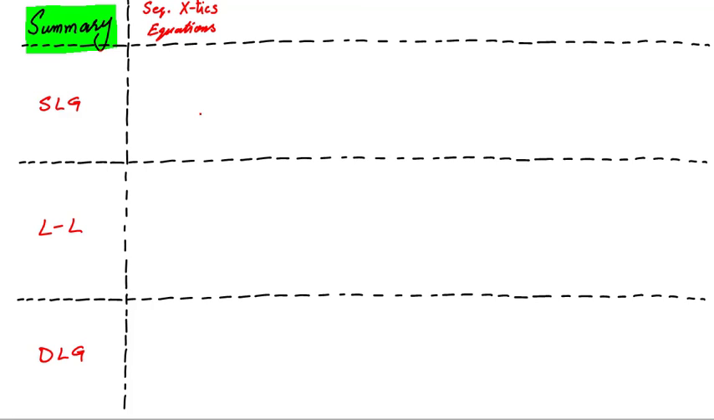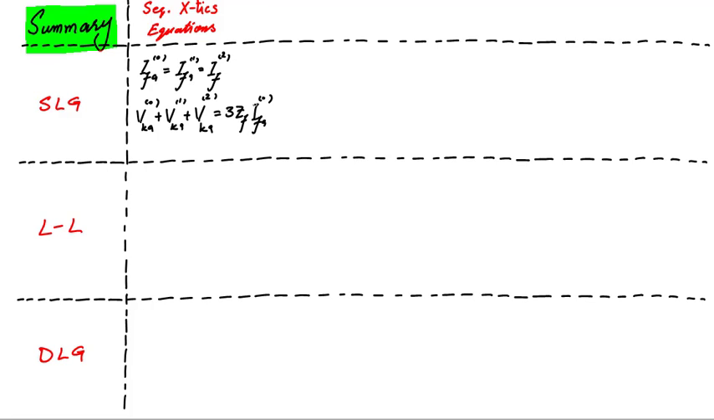For single line to ground fault, IFA zero sequence is equal to IFA positive sequence is equal to IFA negative sequence. Zero sequence voltage plus positive sequence voltage plus negative sequence voltage is equal to 3 times ZF IFA zero sequence.